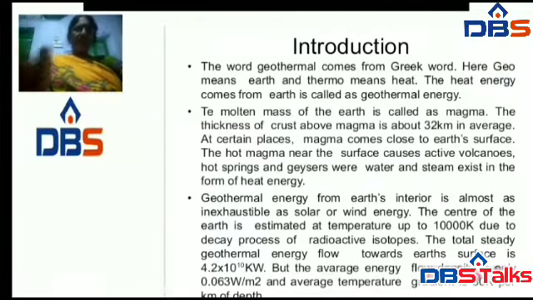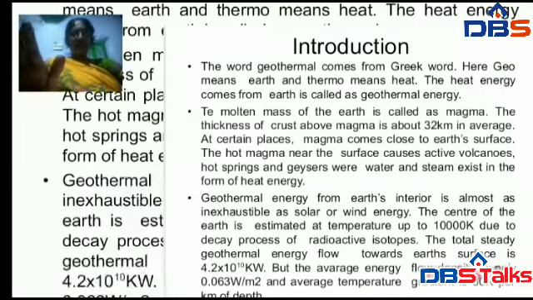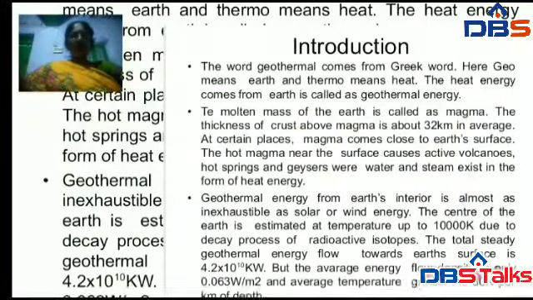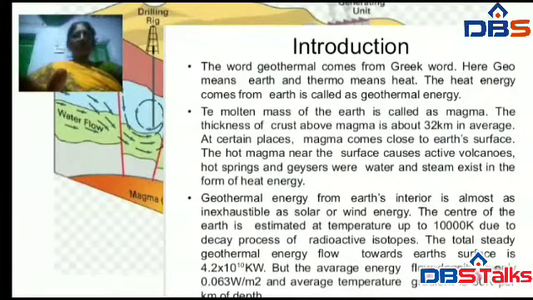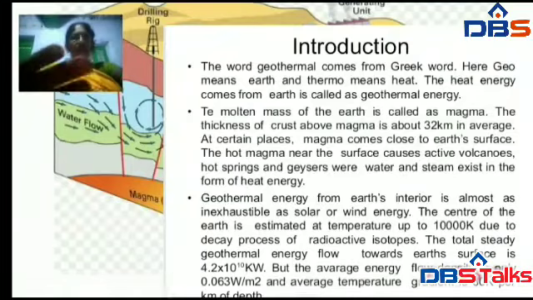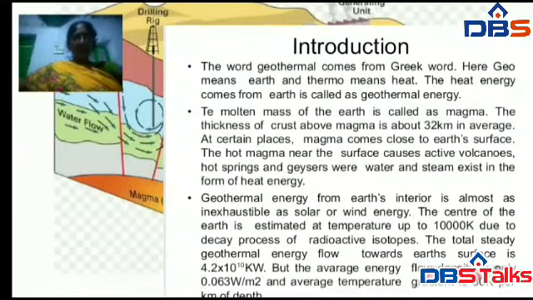Basically, the geothermal energy from the earth is almost inexhaustible, like solar or wind energy. So this is the total structure of geothermal energy. Whatever I discussed: the inner part is magma, then the crystalline rocks, then permeable rocks. The heat extracted from the magma is collected in the permeable rocks, and then it gives the heat energy.